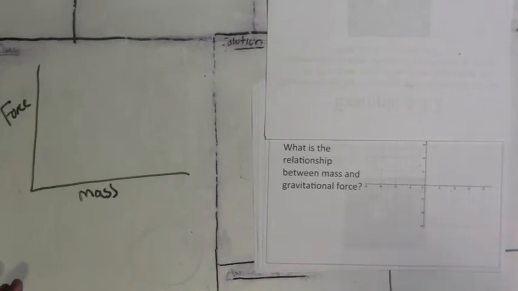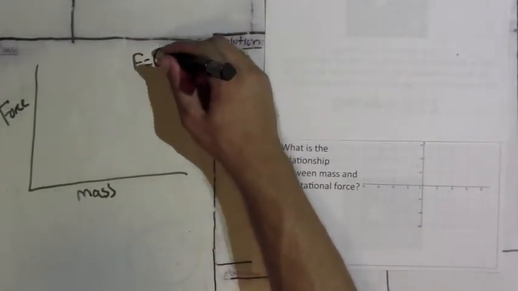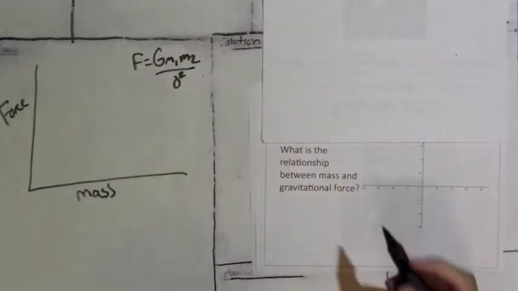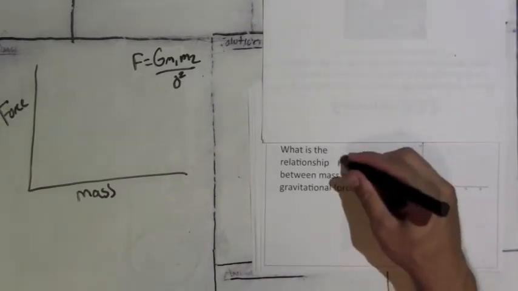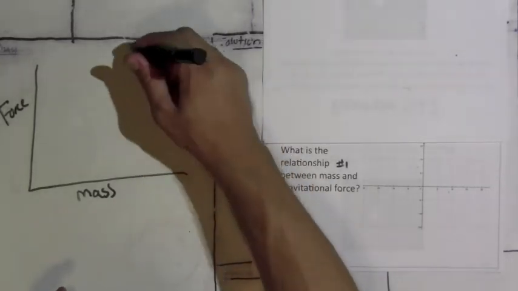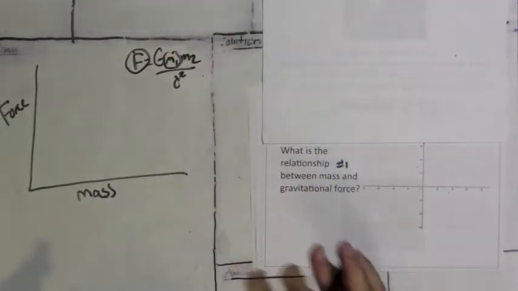So once we've identified those, we look at our equation. The equation is F equals G m1 m2 over d squared. In this case, we're looking at just a single mass. So we're going to say mass number 1. We could say mass number 2 just as easily. When you're graphing these, you take the two things that you're graphing, in my case, force and mass 1.